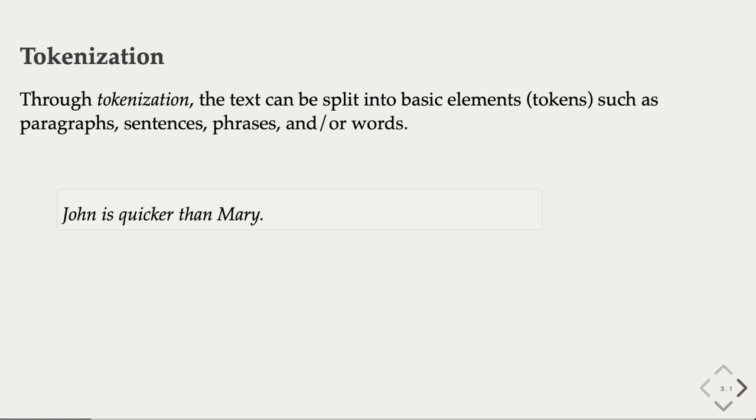So this will be split into words such as John, quicker, than, Mary, which will become identical, ironically, to the sentence below, which is Mary is quicker than John. We know the meaning is different, but in the bag of words approach, we are cutting the text into basic units, regardless of their order. So this is tokenization.